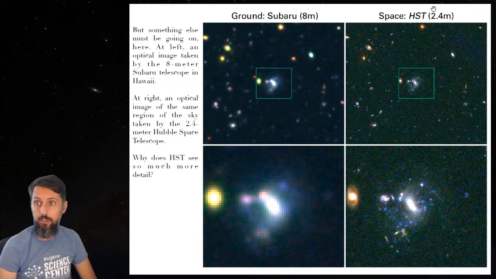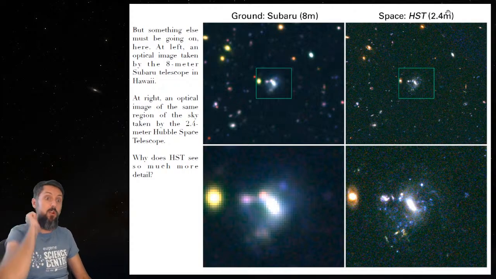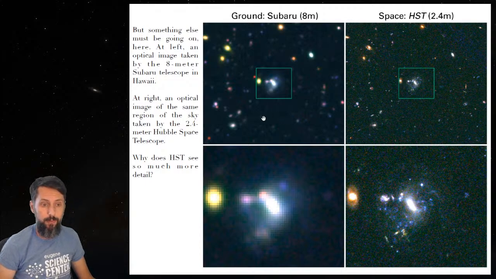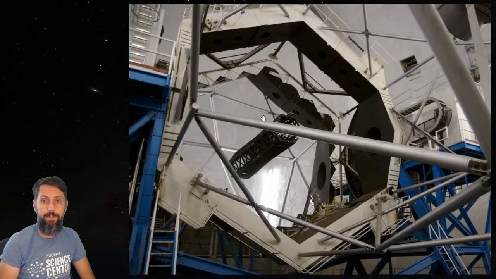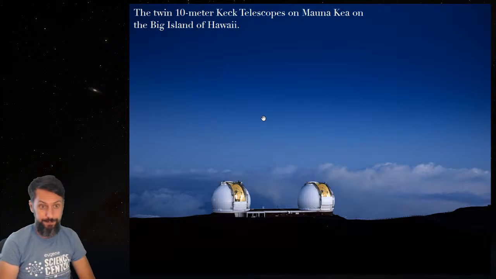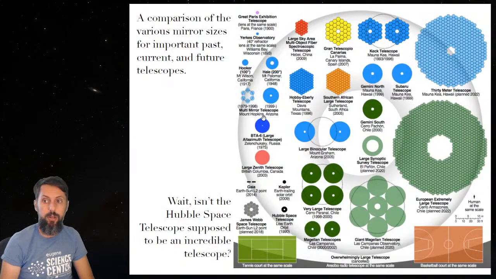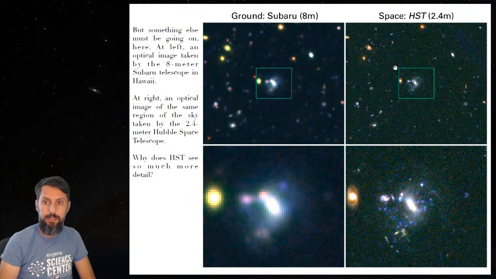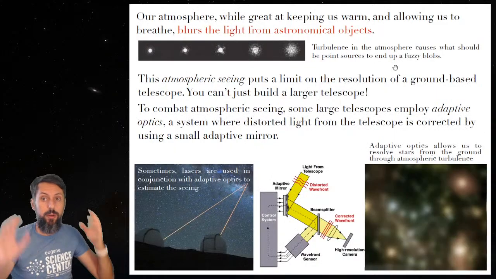8-meter mirror. 2.4 meter mirror. 8 meters, like 24, 25, 26 feet. Enormous. But what's going on with it? What else is the difference between the two? Well, where's Hubble located? Subaru is located on the same mountain here, just on another ridge in Mauna Kea, this volcano. And it's got a mirror that looks a lot like the Gemini mirror here, right? Hubble's located in space.